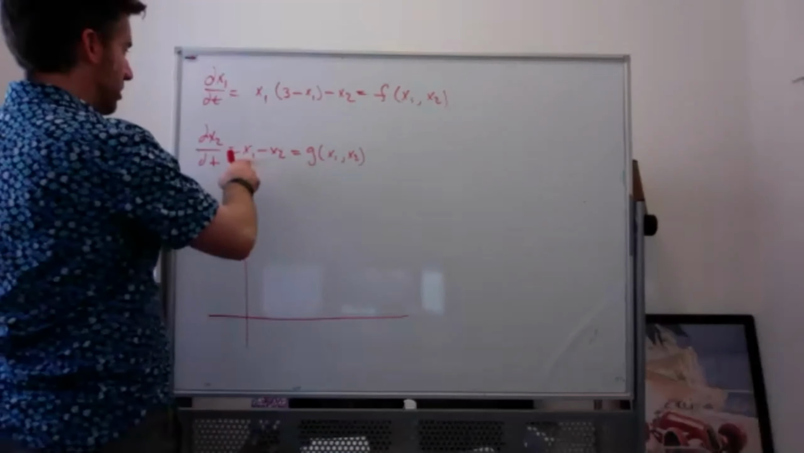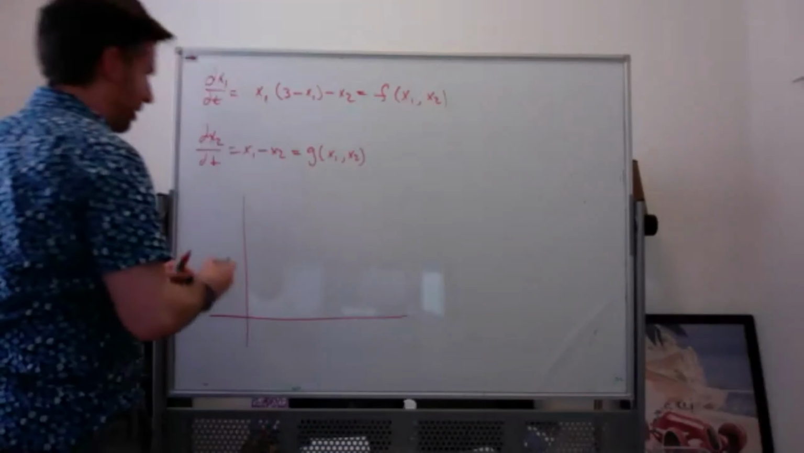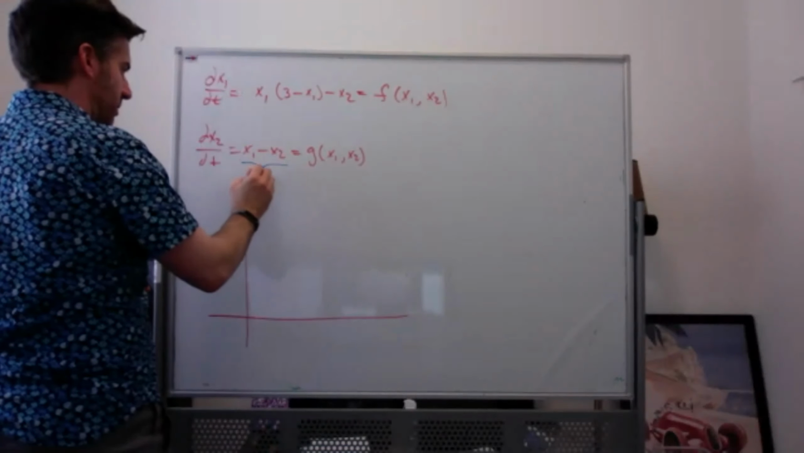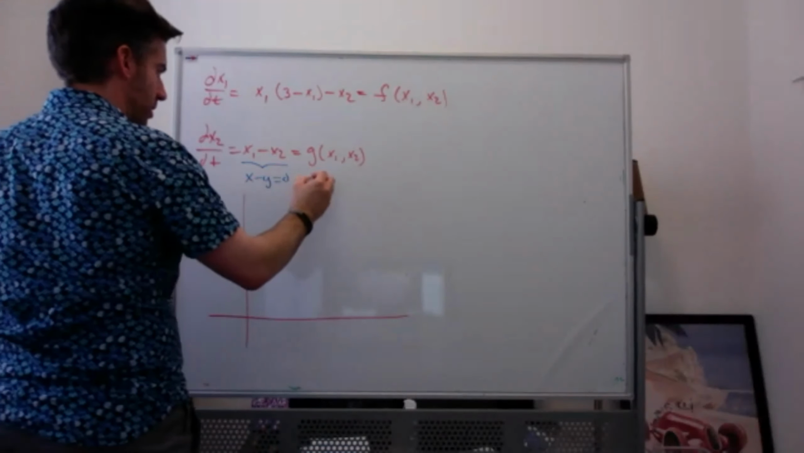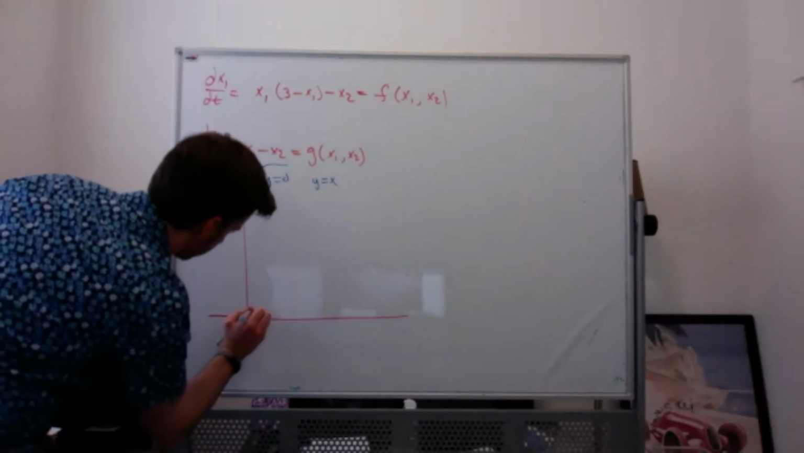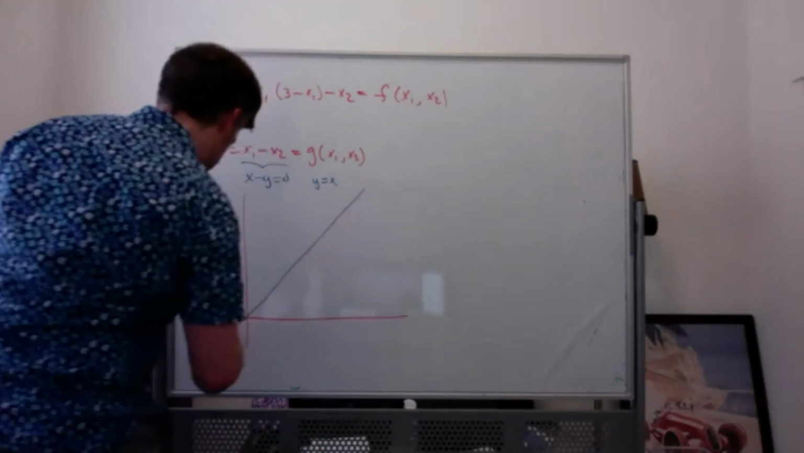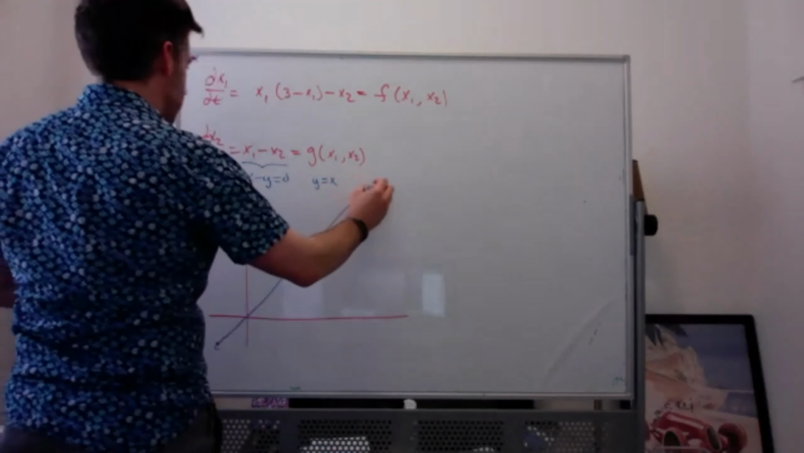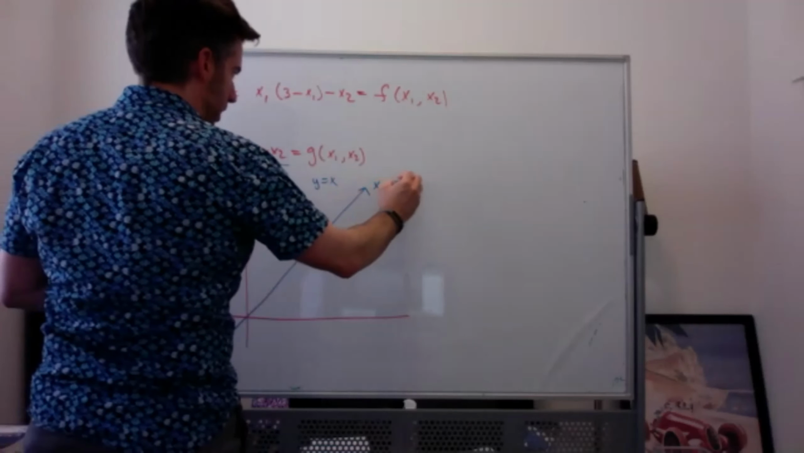So let's see. I guess I should use y and x. So this is x minus y equals 0. So I get y equal to x is my nullcline. So this is my x2 nullcline.